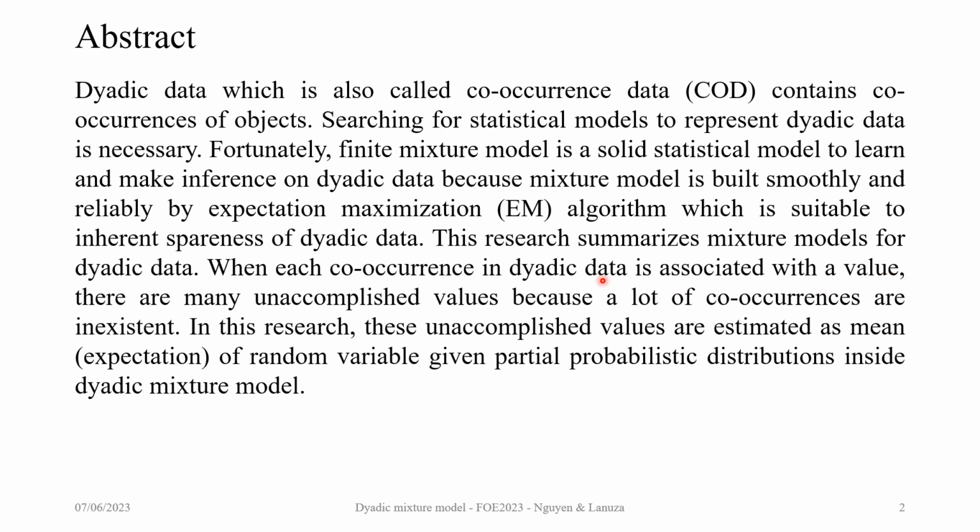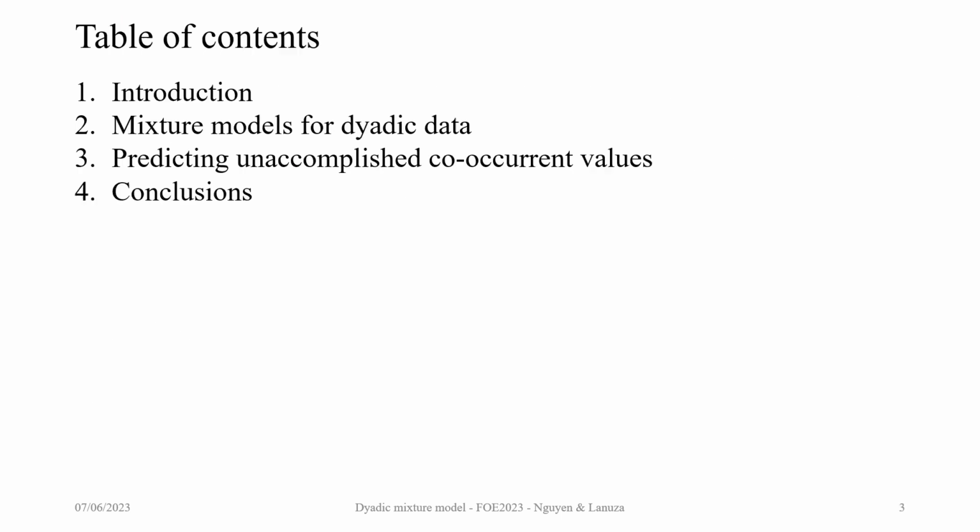This research summarizes a mixture model for dyadic data when each co-occurrence in dyadic data is associated with a value. There are many unaccomplished values because a lot of co-occurrences are inexistent. In this research, these unaccomplished values are estimated as the mean expectation of a random variable given the partial probability distribution inside the dyadic mixture model. The table of contents: one, introduction to mixture models for dyadic data; three, predicting unaccomplished co-occurrence values; and conclusions.